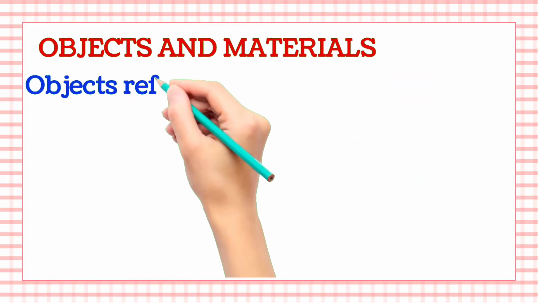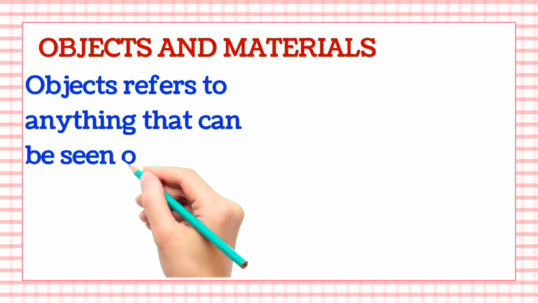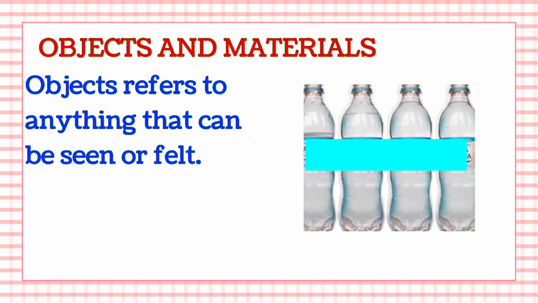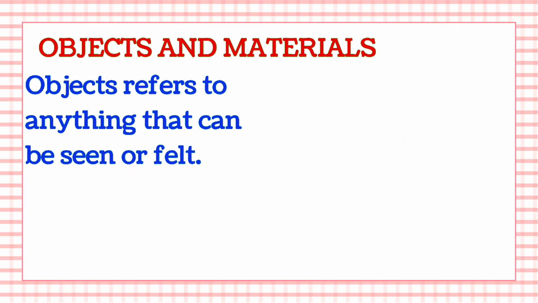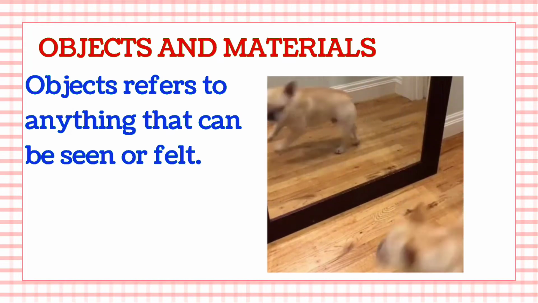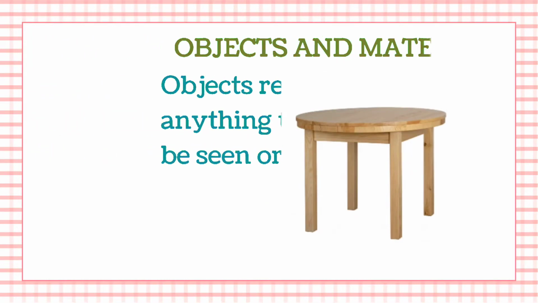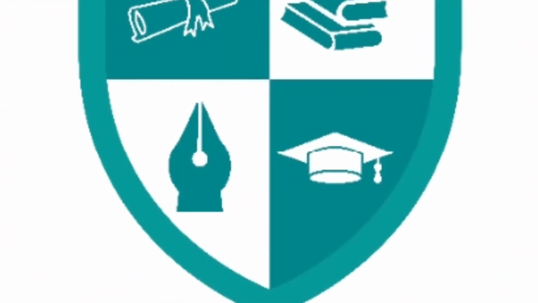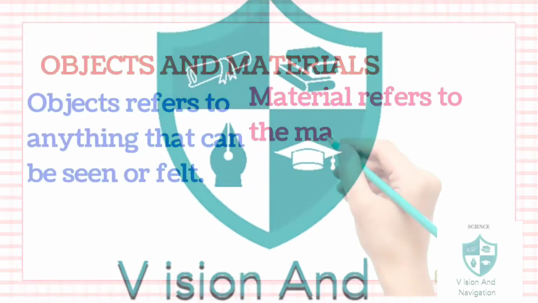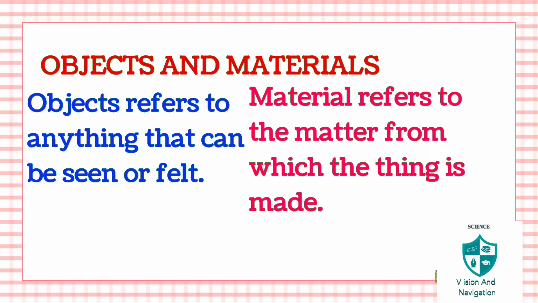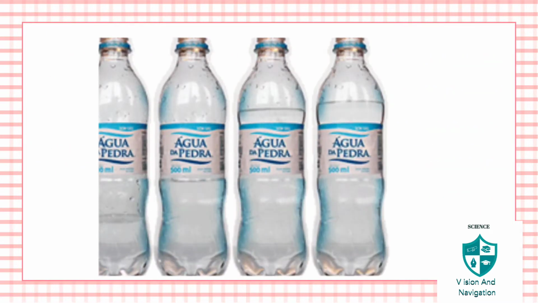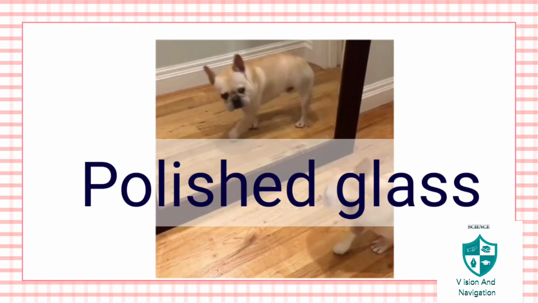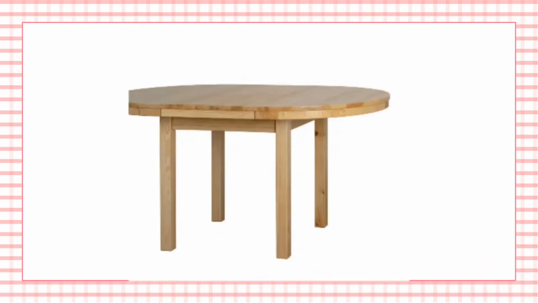Objects and materials. Objects refers to anything that can be seen or felt. For example, a water bottle, a mirror, a table, a dress material, etc. And material refers to the matter from which the thing is made. For example, a water bottle is made of plastic, a mirror is made of glass, a table is made of wood, etc.